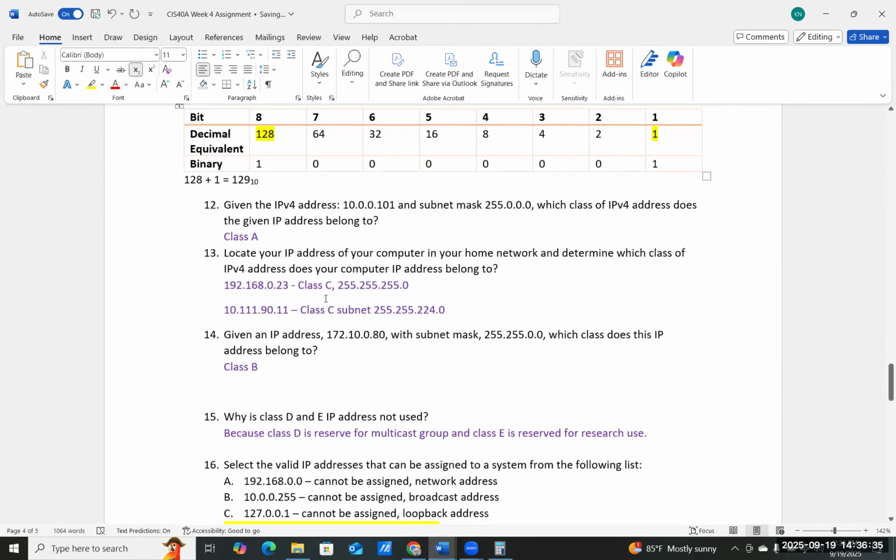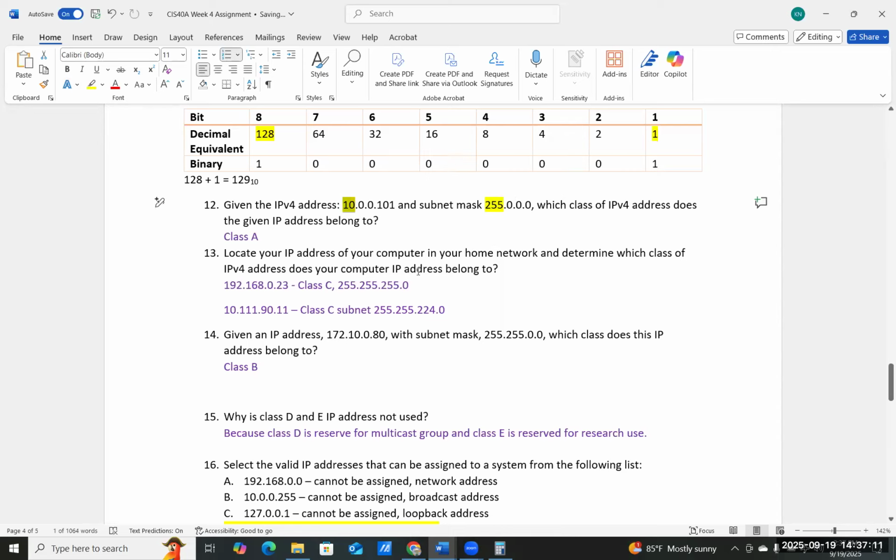Okay. So for number 12, right, you're given the IP 10.0.0.101 with the subnet mask 255.0.0.0. So like I said, it's important to look at the first octet of the IP and the first octet of the subnet mask, right? So this one, it is a class A.